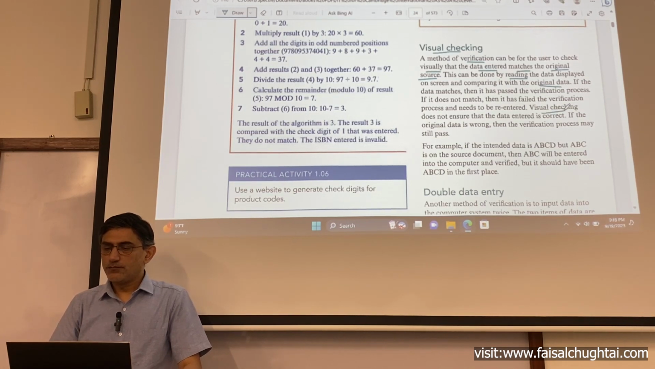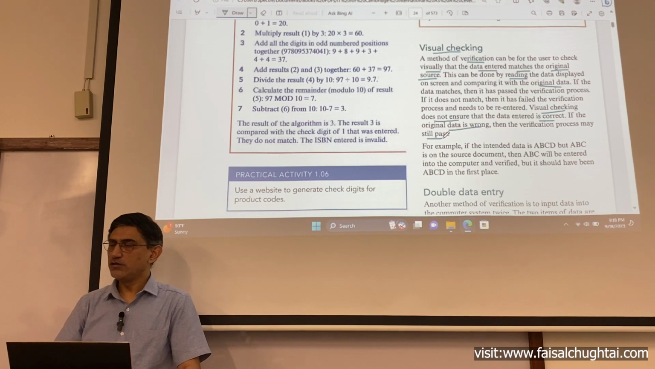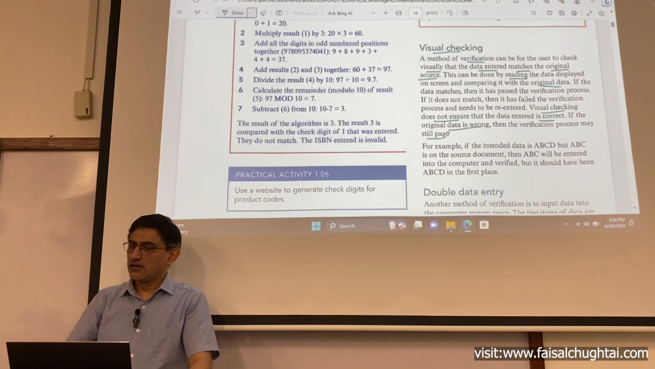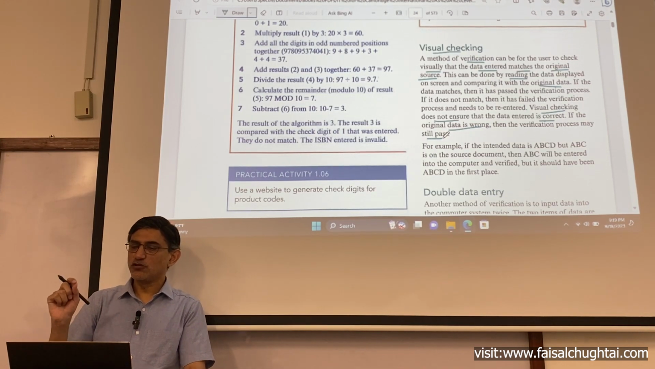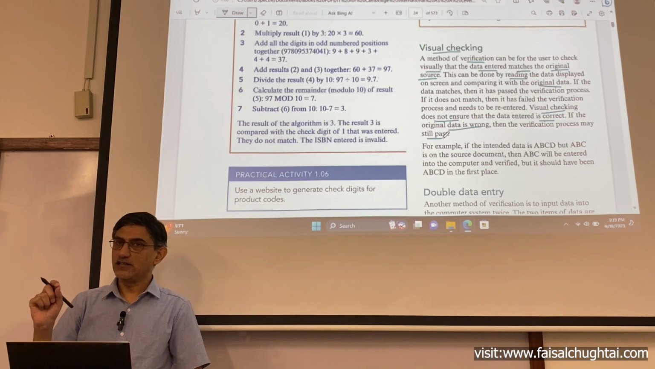Visual checking does not ensure that the data entered is correct. If the original data was wrong, then the verification process may still pass. What do you think this means? Visual checking does not ensure that the data entered is correct.